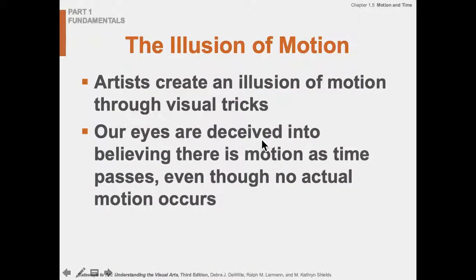The illusion of motion is slightly different than implied motion. It's looking like it's moving because our eyes are deceived. It's not recording motion exactly, but it's trying to trick us into thinking that there is some actual motion when there is not.